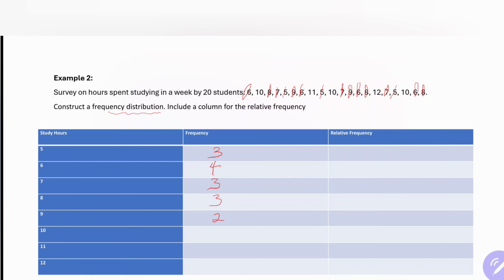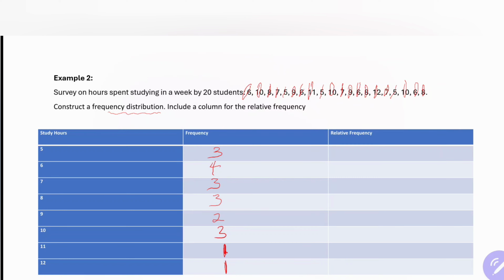What about 10? For 10, we have 1, we have 2, we have 3. 10 comes up 3 times. What about 11? 11 just only once. What about 12? 12 just only once. So this is the total of what we have. If you add this up, you should get 20.